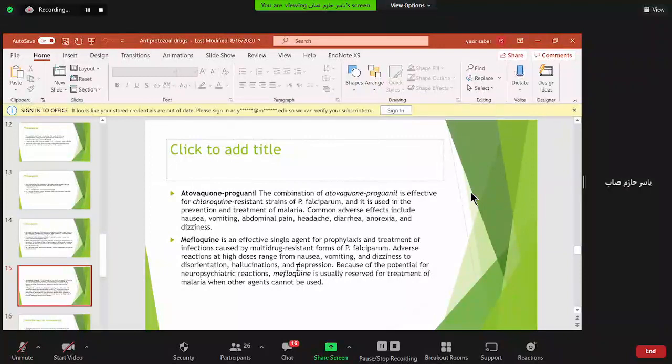Mefloquine is an effective single agent for prophylaxis and treatment of infection caused by multi-drug resistant forms of Plasmodium falciparum. Adverse effects, especially at high doses, range from nausea, vomiting, dizziness, and disorientation to hallucination and depression. Because of the potential for neuropsychiatric reactions, mefloquine is usually reserved for treatment of malaria when other agents cannot be used. So it can cause severe CNS adverse effects, which is why it is reserved as a final resort.